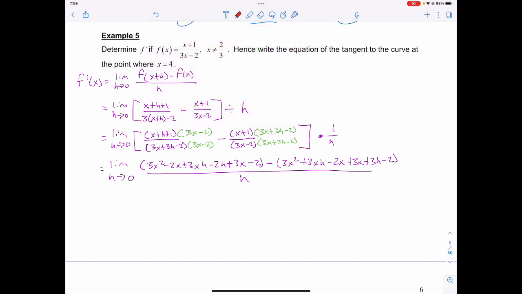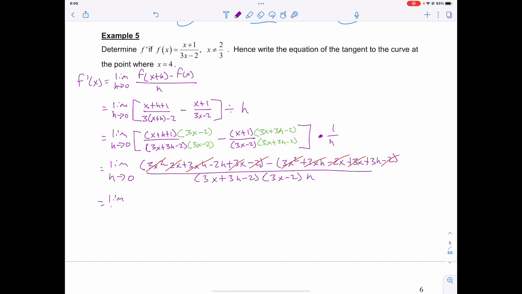And because I am taking away a 3x squared from 3x squared, because I'm taking away a 3xh from a 3xh, because I'm taking away a negative 2x from a negative 2x, because I'm taking away a 3x from a 3x, and I'm taking away a 2 from a 2, all I'm left with is negative 2h minus 3h, and the denominator is still that complicated, 3x plus 3h minus 2 and 3x minus 2 and h.